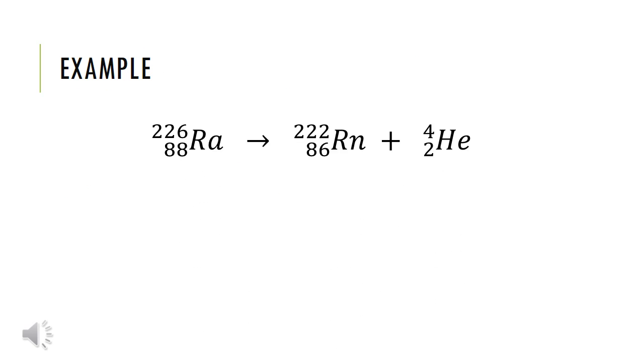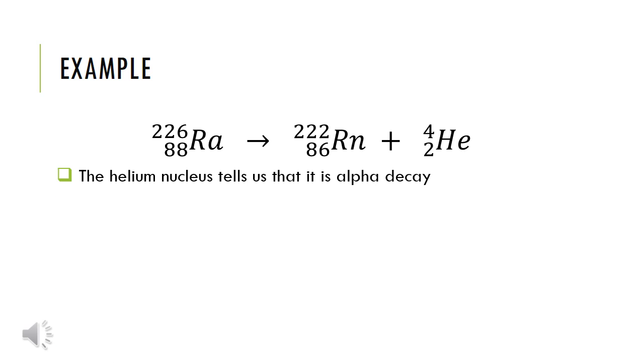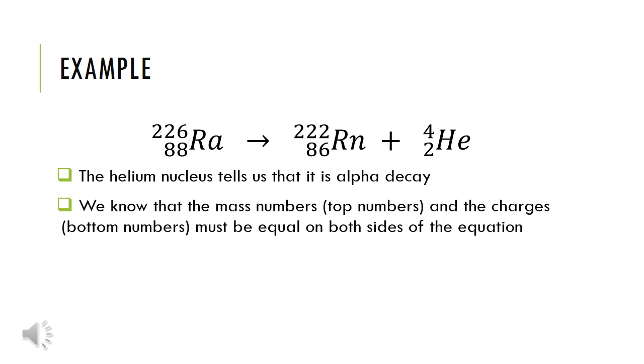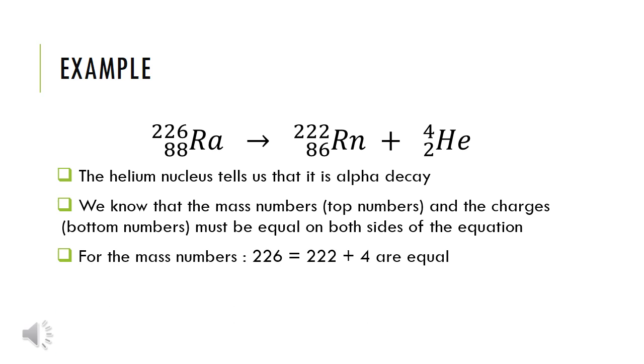Here is an example. We have radium decaying into radon and kicking out an alpha particle. Okay, this is also called alpha decay. The helium nucleus on the right tells us that this is alpha decay. And we know that the mass numbers, or the top numbers, and the charges, the bottom numbers, must be equal on both sides of the equation. So for the mass number, radium has a mass number of 226, and radon has 222, and helium is 4. So 226 equals 222 plus 4.